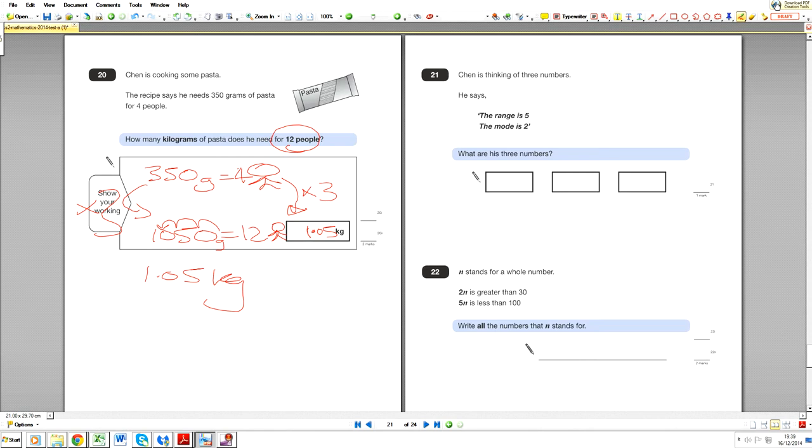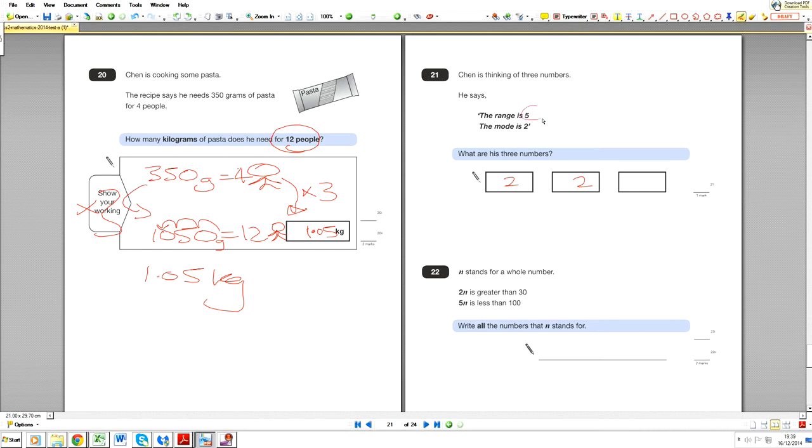Chen is thinking of 3 numbers. He says the range is 5, the mode is 2. What does the mode mean? The mode is the most common value. So, for example, if we have a 2, we can have at least another 2. We can't have a third 2, because out of the 3 numbers, 2 has to occur the most often.